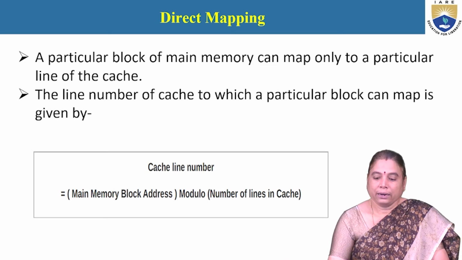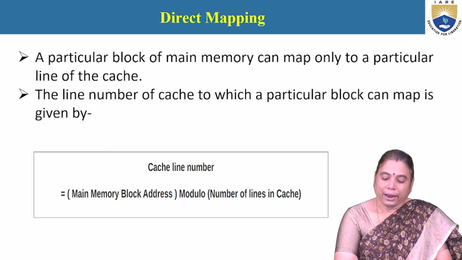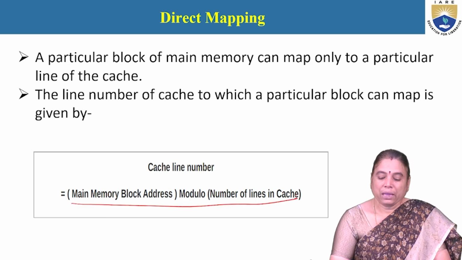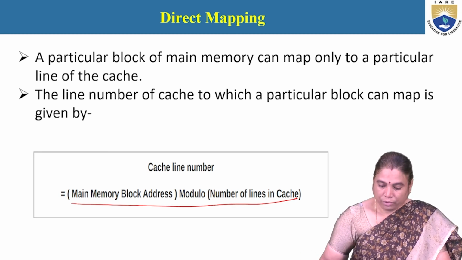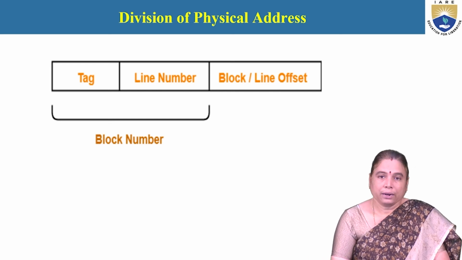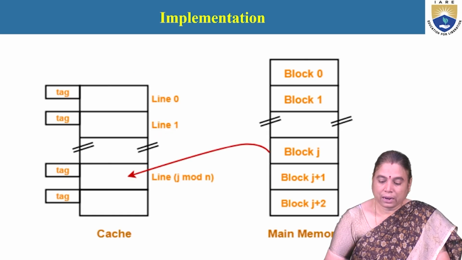In direct mapping, to map a block of main memory to a particular line of the cache, the line number has to be identified with the help of the main memory block address modulus the number of lines in the cache. With this, the line of the cache can be identified. The physical address has the tag field and line number, both used to identify the block number. Next, the line offset is used as part of the physical address.